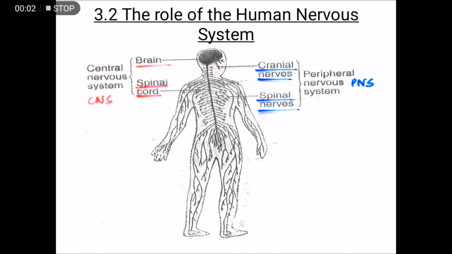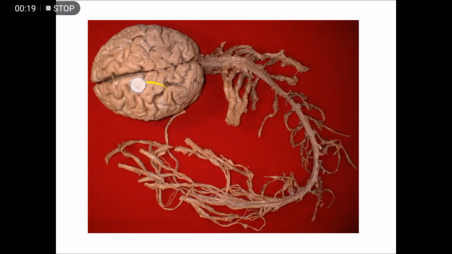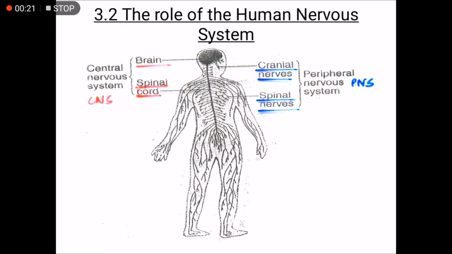Okay, 3.2, the role of the human nervous system. So, the nervous system in our body, the humans, can be divided into two, yeah? The central nervous system and also the peripheral nervous system. So, the central nervous system includes the brain and the spinal cord. Okay, as for the peripheral nervous system, it has the cranial nerve and then the spinal nerve.